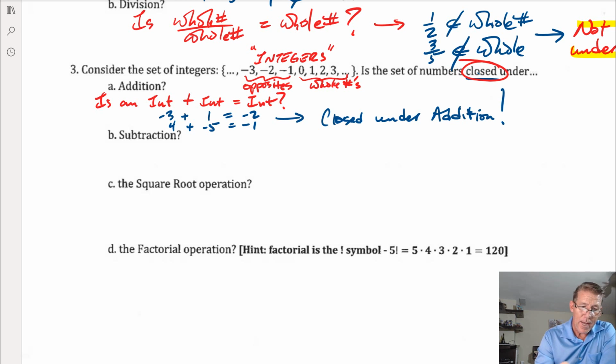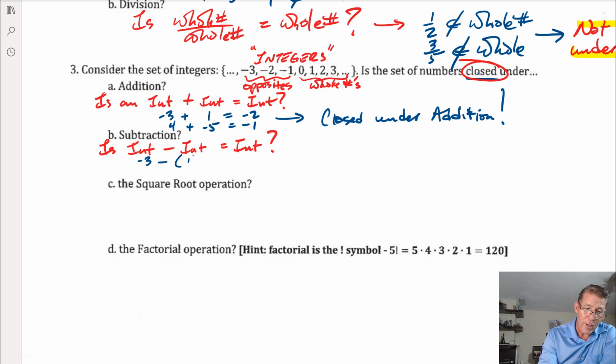Okay? Now, subtraction, let's find out. So my question is: is an integer minus an integer equal to an integer? That's the question. And if it's true, then it's closed. If it's not true, well, then it's not closed, right? So let's test. -3 minus 1 is -4, and guess what? That's an integer.